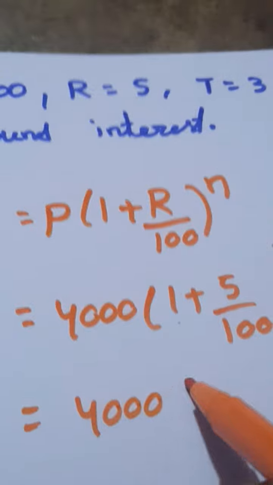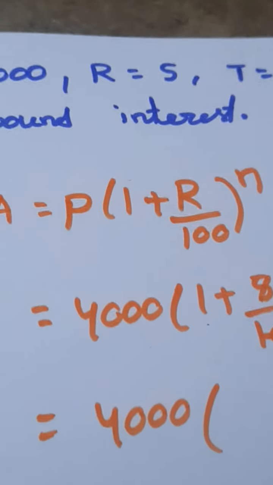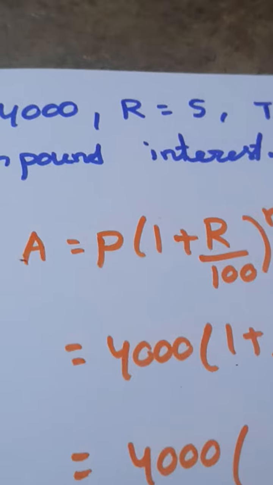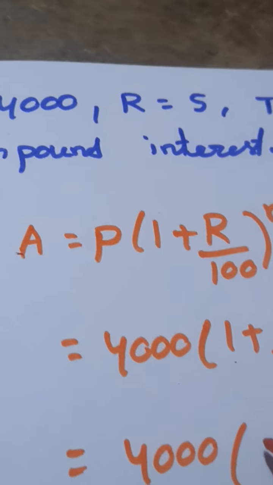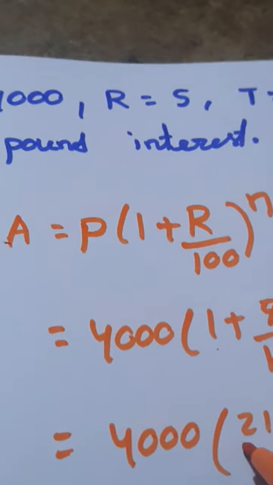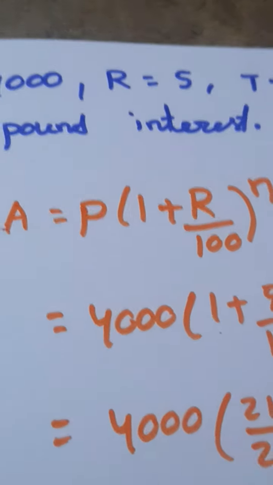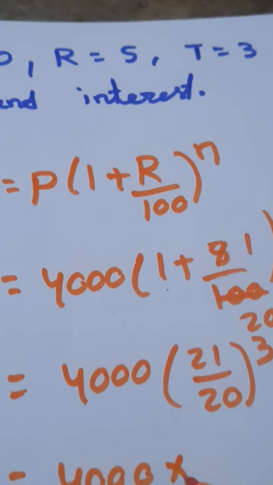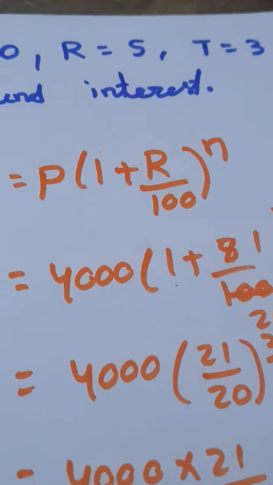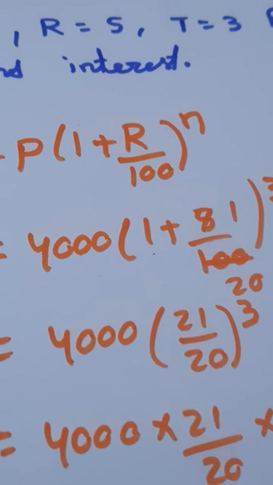4000 into 5 by 100 means 5 ones are 5, 5 twenties are 100, so 1 plus 1 by 20 equal to 21 by 20, whole cube. Okay, this is 4000 into 21 by 20, 21 by 20 into 21 by 20.